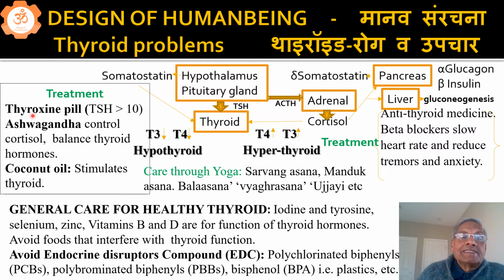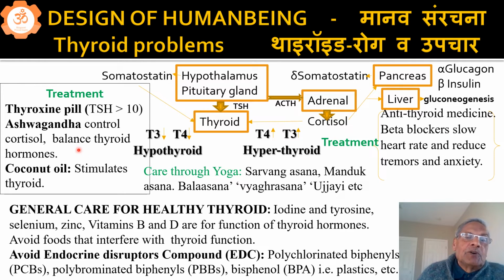In case of hypothyroid, if this TSH is more than 10, then there is no other go. A thyroxine pill has to be taken, because you are required to supplement the thyroxine, that is T4. But if it is less, by other medication or by proper exercise, we can improve upon it.